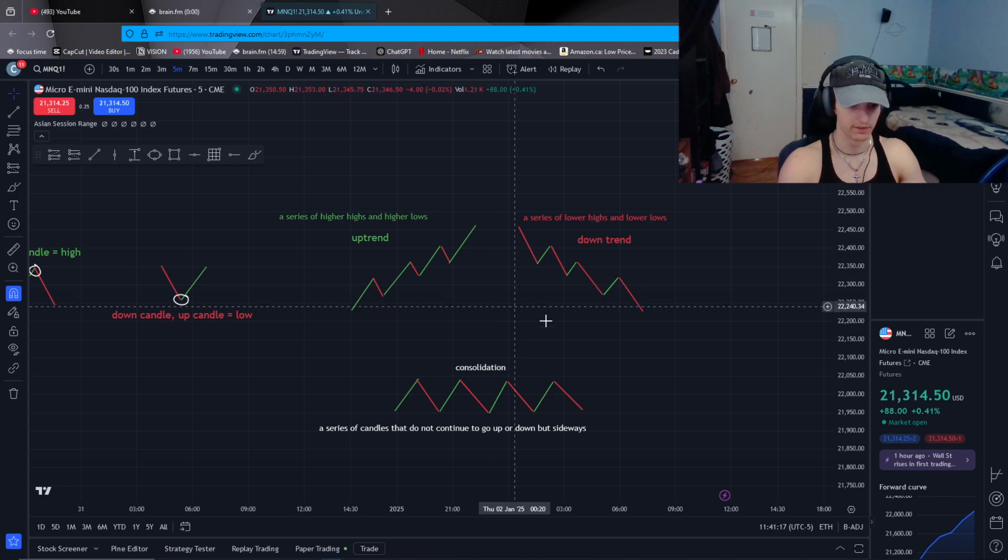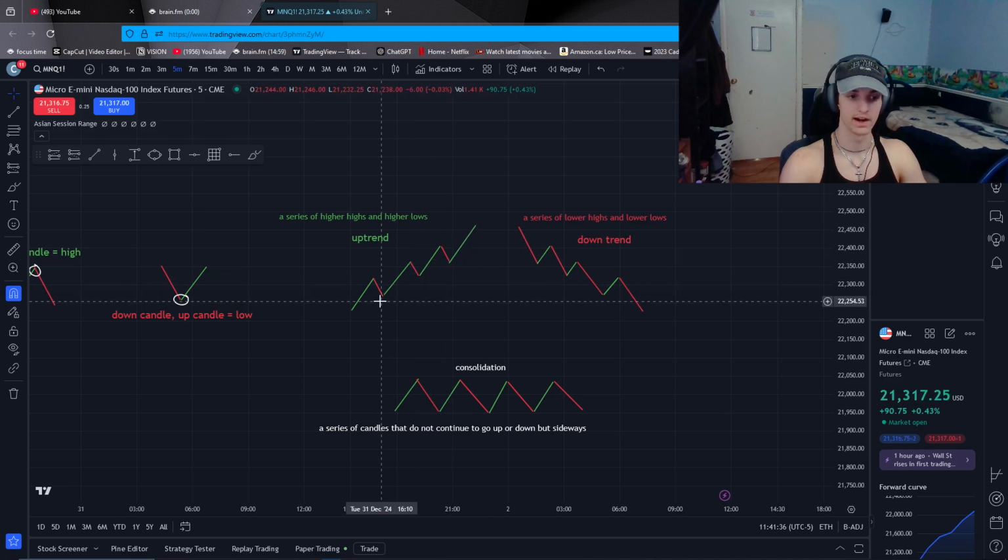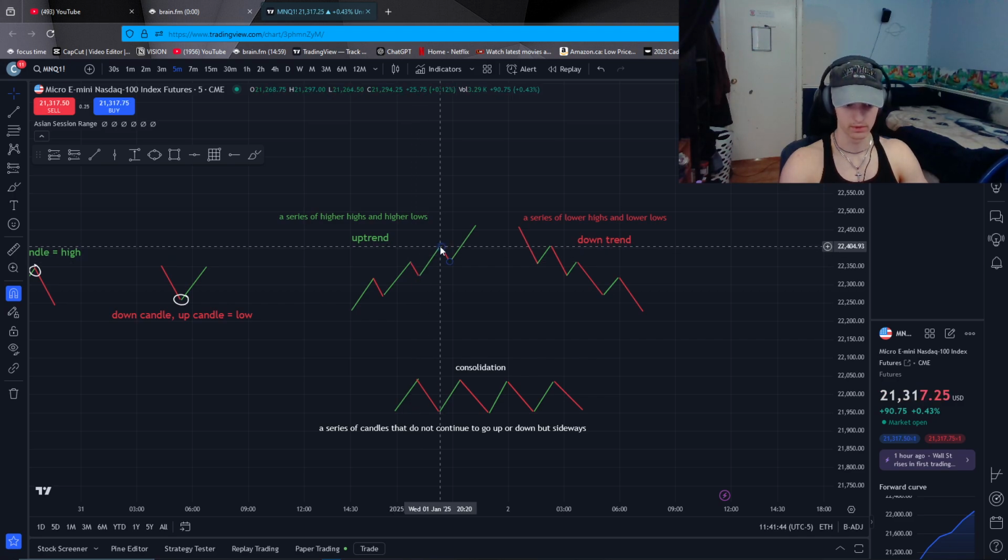Now, we have our trends. A series of higher highs and higher lows is an uptrend. So you can see a high, which was created right here. So we have an up move, then a down move, that creates a high. Then we have a down move and an up move, that creates a low. And that has a series of higher highs and higher lows. So you can see we have a high here at this point, then we have a higher high at this point, and a higher high at this point.